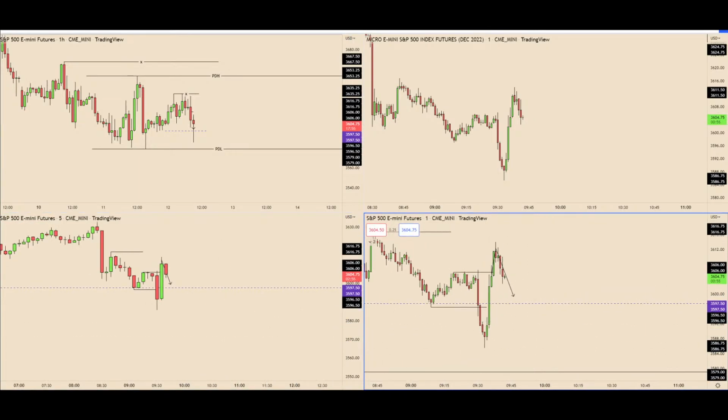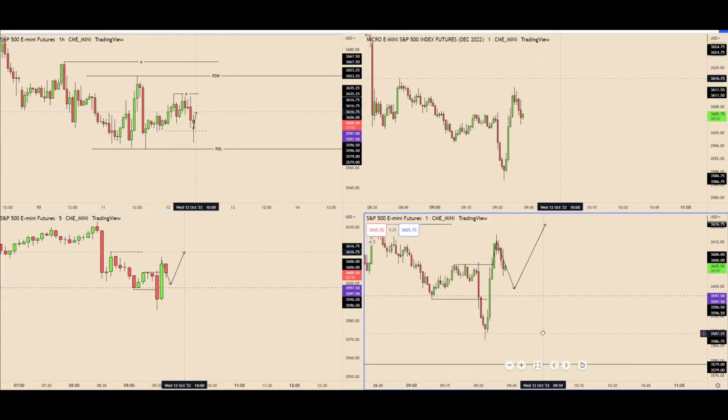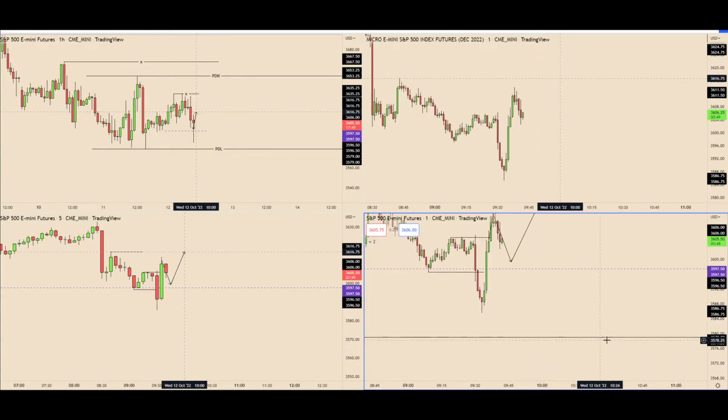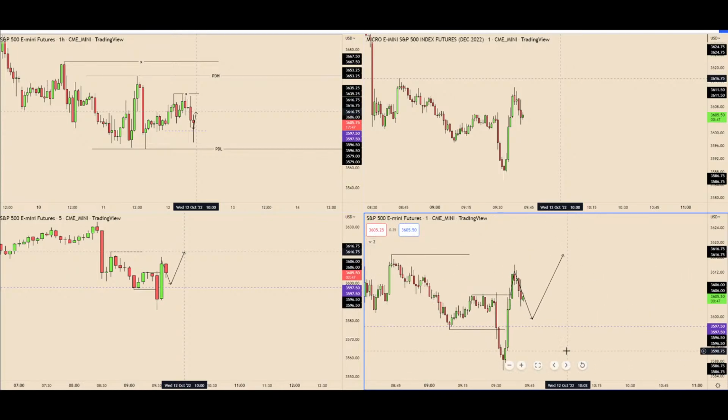Because ideally, just based off the structure, we'd run down here and then go higher, right? But I don't know. Previous day low just sitting there.